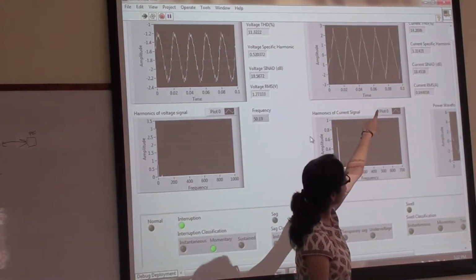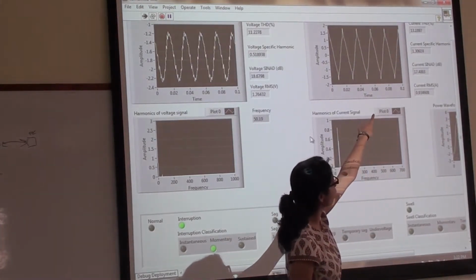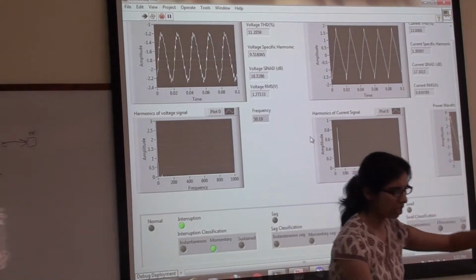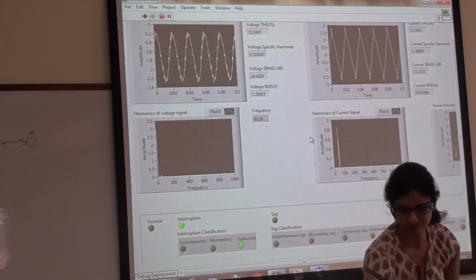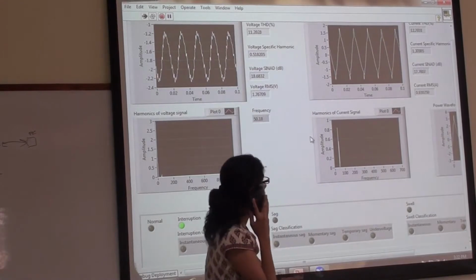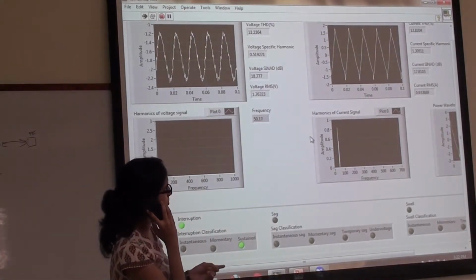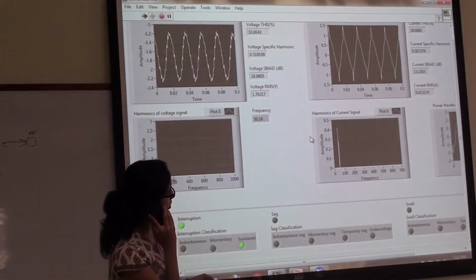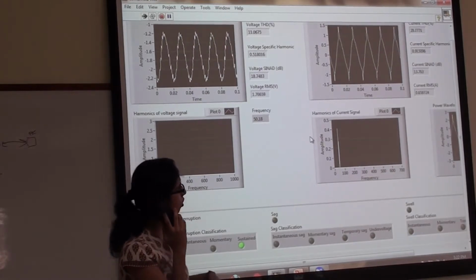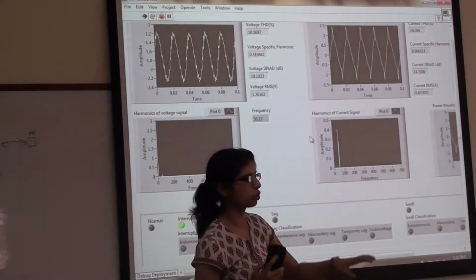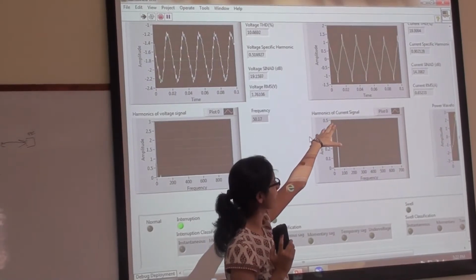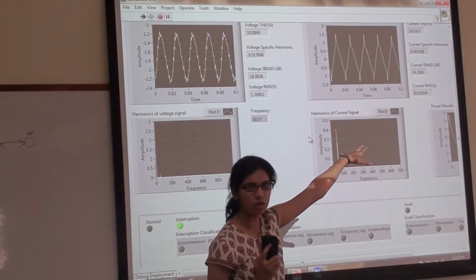And right now we see the current THD is approximately 13.2%. So now we've turned on one bulb load. So we see that the THD is increasing. It was at 13, it's come to 19 now.